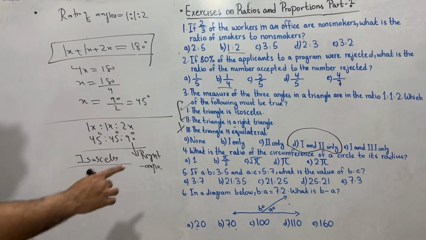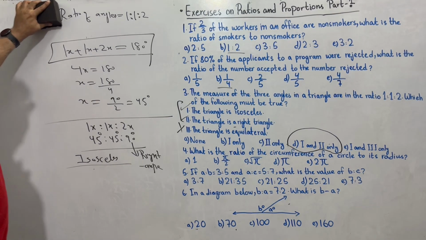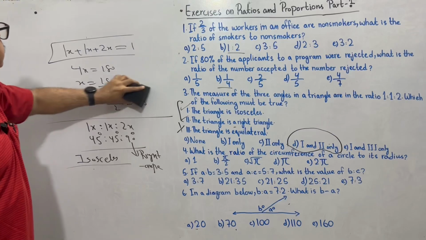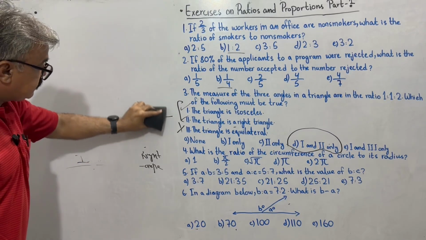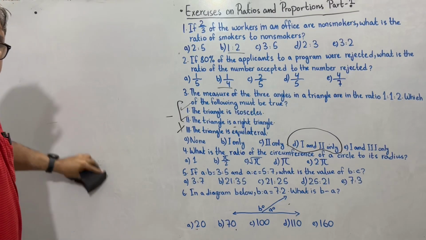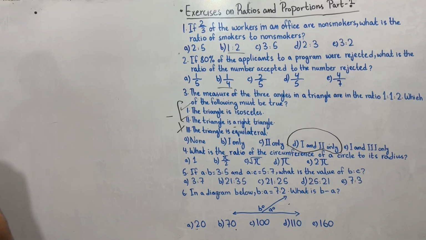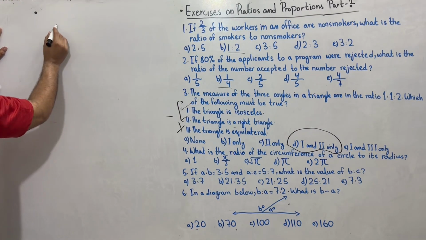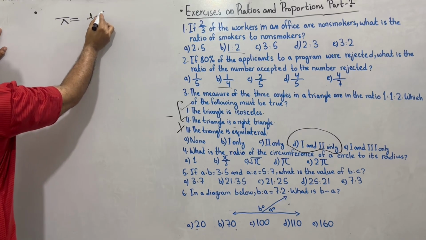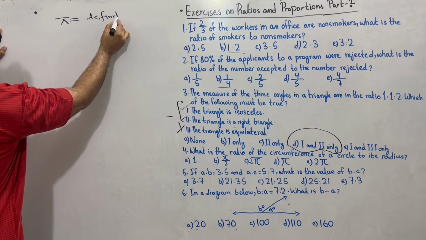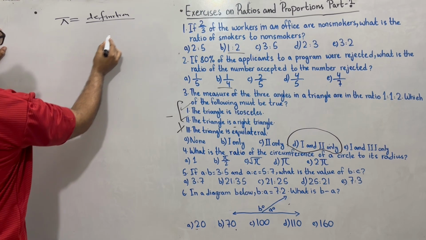Moving towards the next question, and it is a good one. Sometimes it is asked, what is the definition of pi? This is the golden ratio, a magical ratio, let me say that.